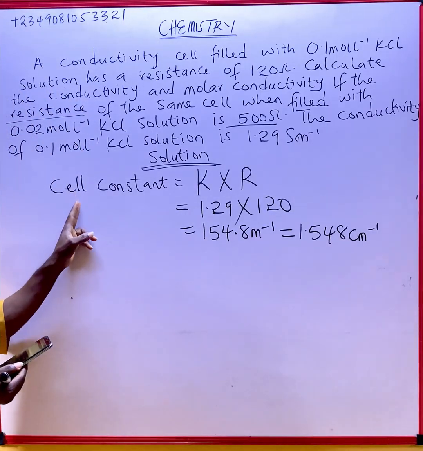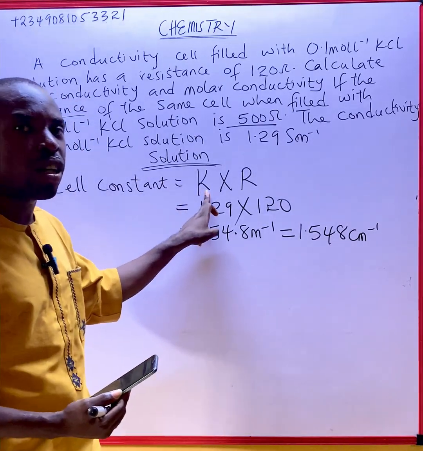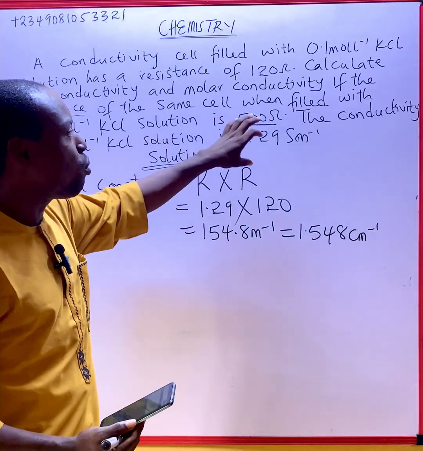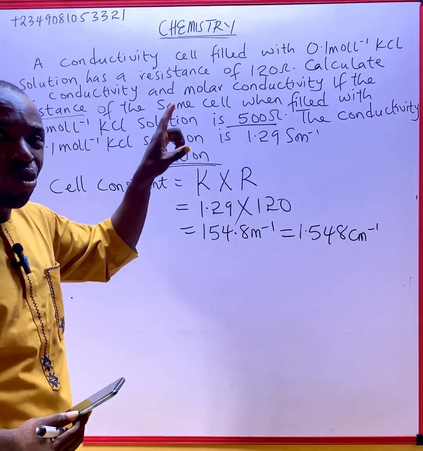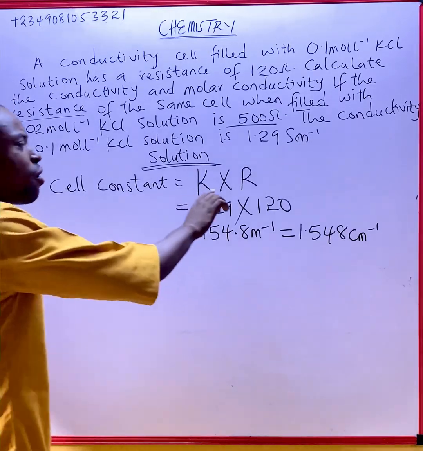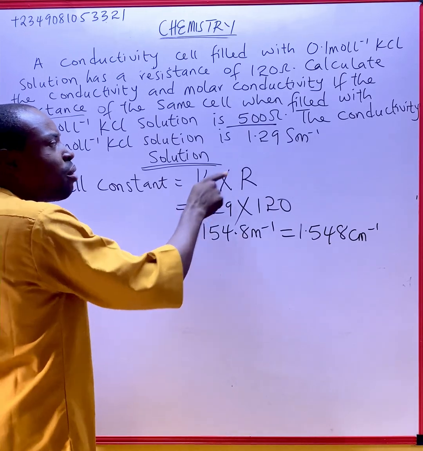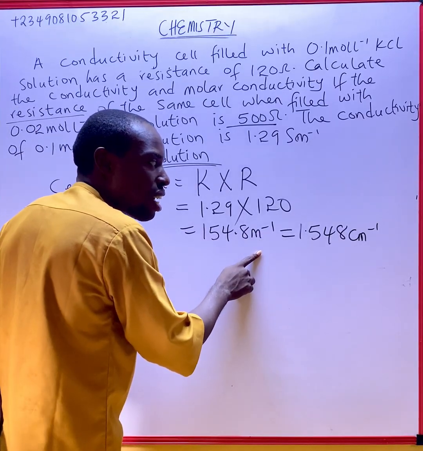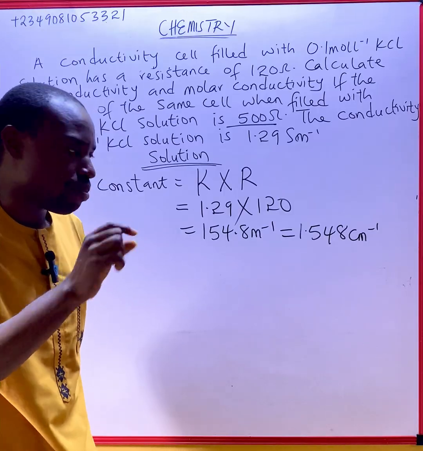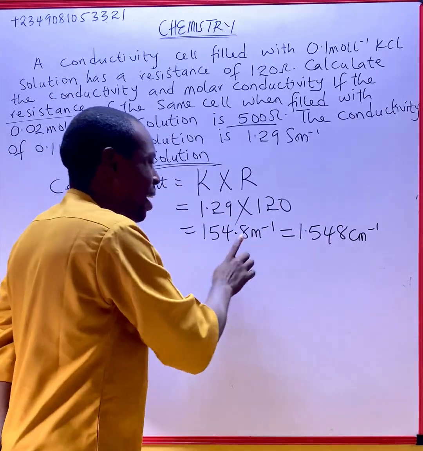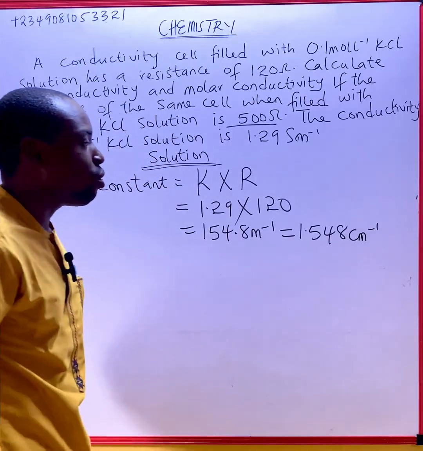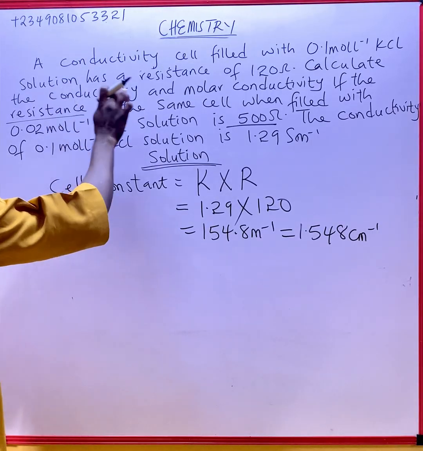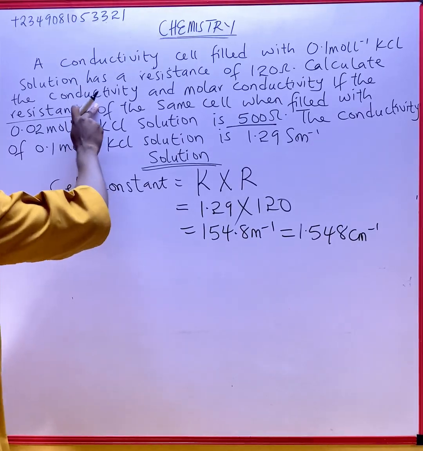Now, what do we do? The cell constant, of course, you are aware, is the specific conductance, also called conductivity, multiplied by resistance. From the question now, we have to go from this 0.1 to get our 0.02. Now, if you multiply your conductivity here, which is 1.29, by 120, you have your answer to be 154.8 per meter. Now, you have to follow a particular unit. I have to convert it to per centimeter by dividing by 1000. So it will give me 1.548 per centimeter.